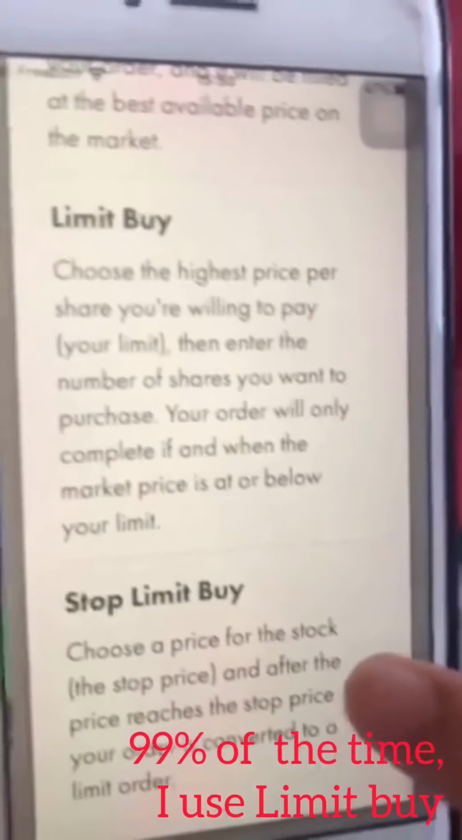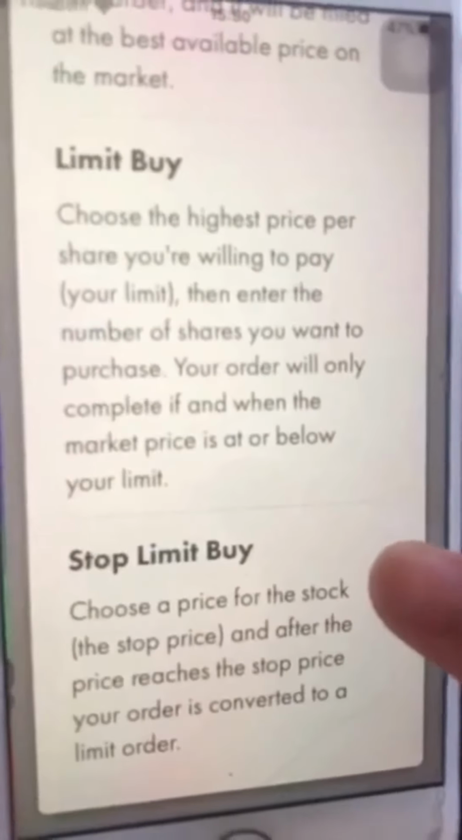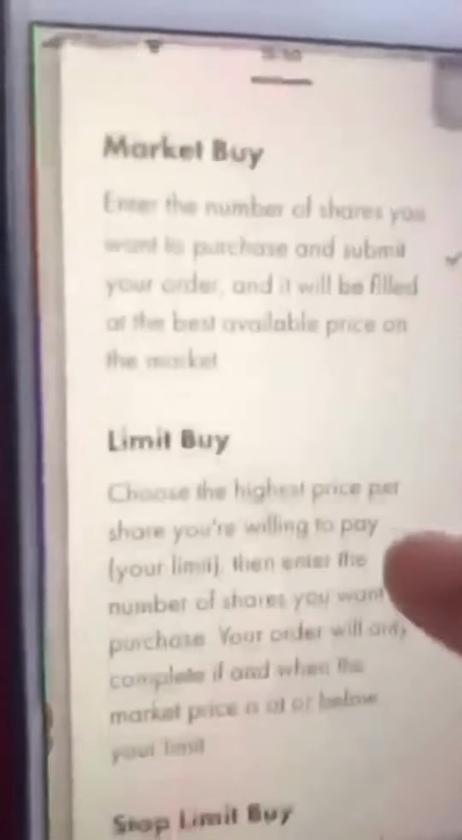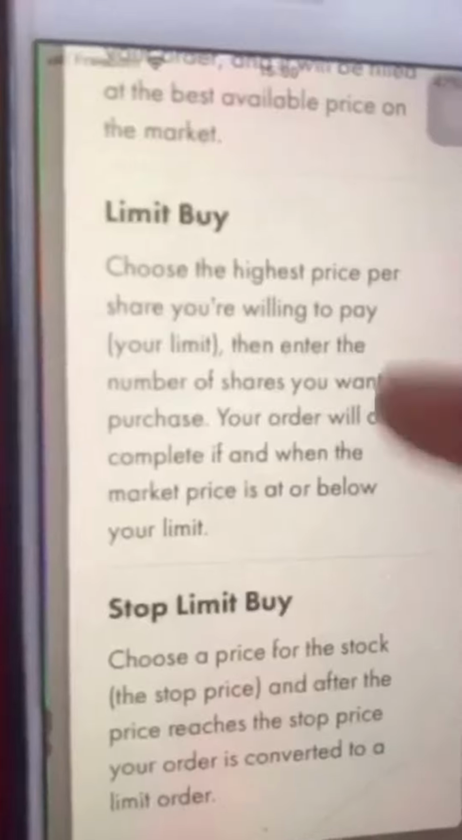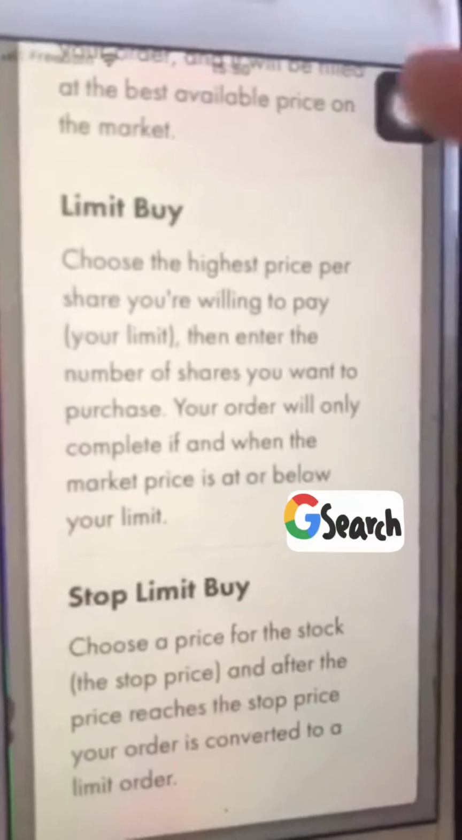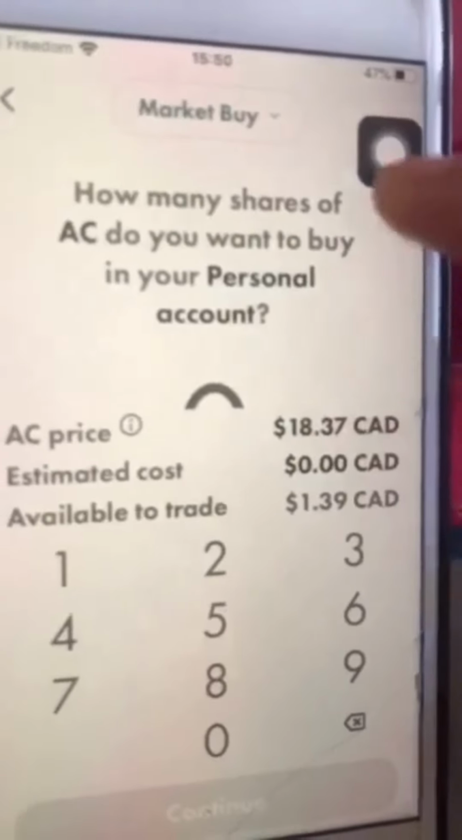And the stop limit buy is another option. I don't use this very much. I rarely use this. I don't think I've ever used stop limit buy with this app. So for beginners out there, I recommend just focusing on market buy and limit buy. If you want to learn more about stop limit buy, you can Google it, and there are a lot of resources out there that explain what it is.